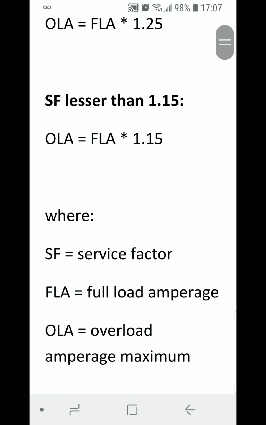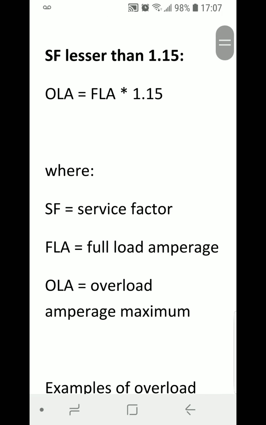But for service factors lesser than 1.15, the formula is different. Overload amperage equals full load amperage times 1.15. Okay, so the definitions are SF service factor, FLA full load amperage or full load current, OLA overload amperage maximum for the overload protection device.